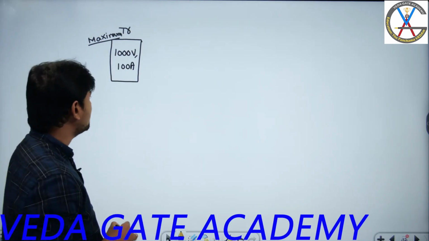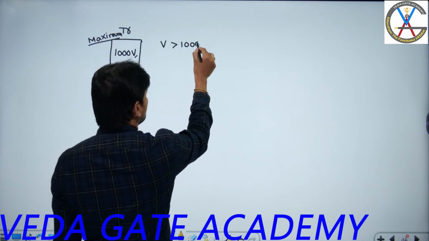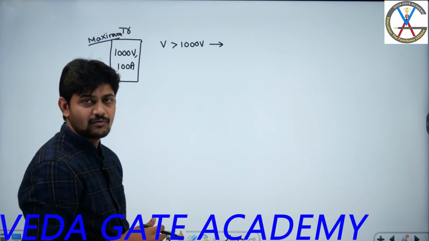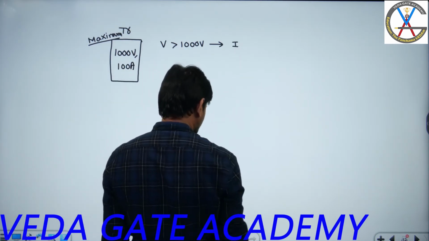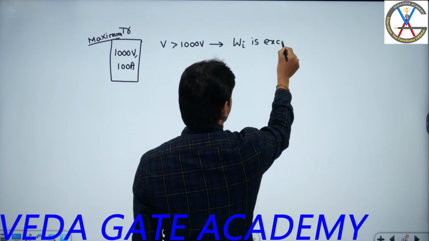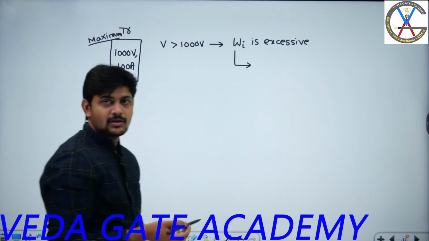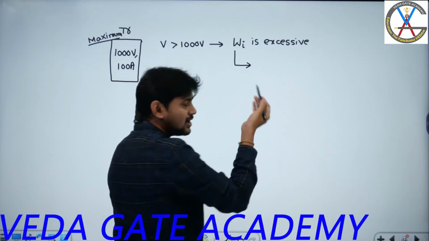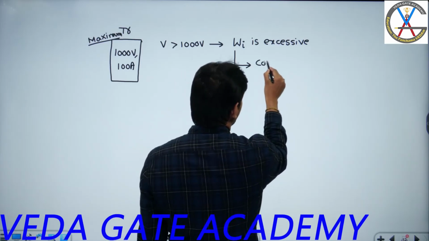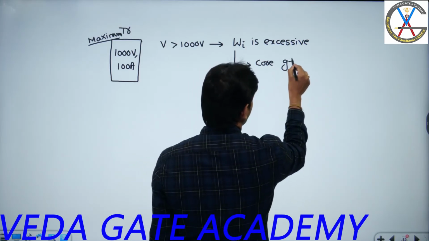So what is the meaning of the maximum voltage being 1000 volts and the maximum current being 100 amperes? If I apply a voltage above 1000 volts to this designed transformer, then what will happen? Iron losses become excessive, more than the required value. As iron losses become more, what will happen to the core? Because the power losses are increasing beyond the maximum capacity, the core gets overheated.